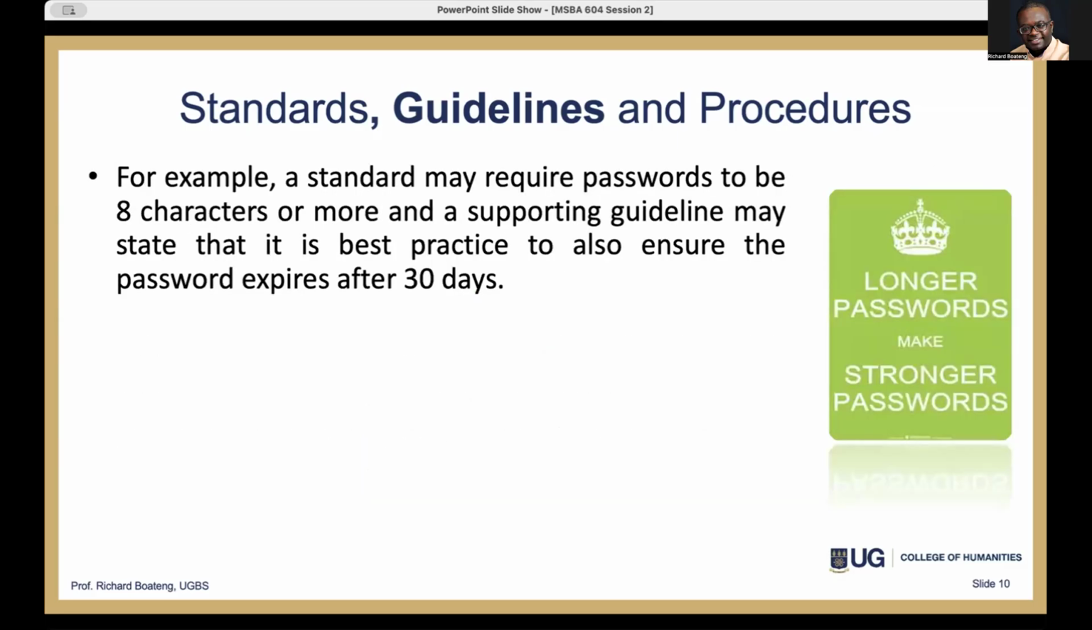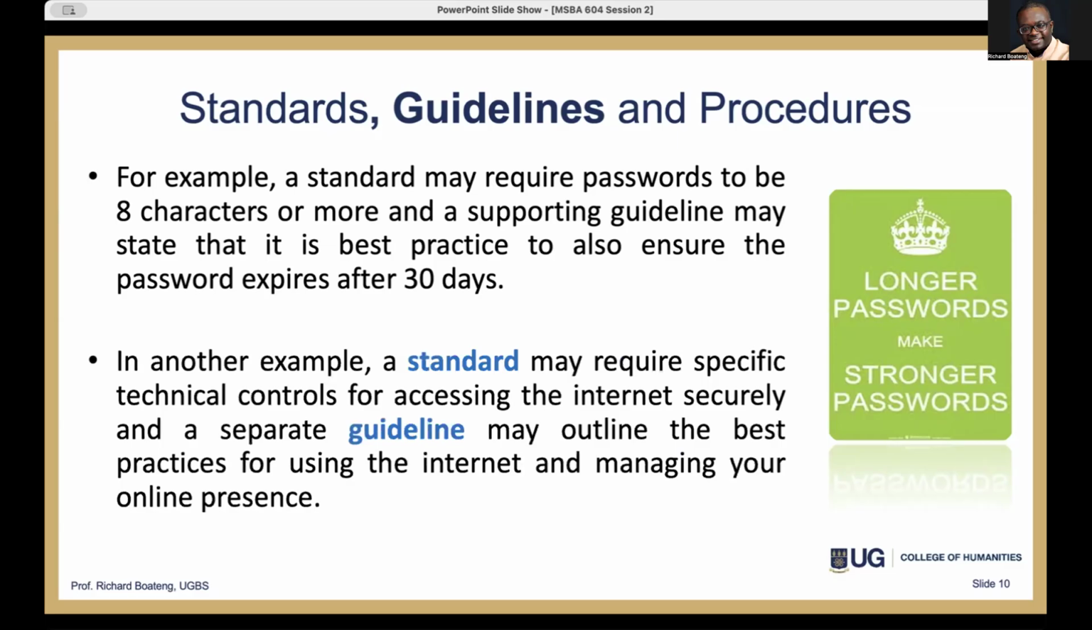Now, an example: a standard may require a password to be 8 characters or more, like we saw in Samsung. But a supporting guideline may state the best practice that you should change this password every 30 days. It means that if it is a guideline, they may not enforce it. They may prompt you, they may require you, but you can ignore the prompt and still use the same password. They may also advise that you use 8 characters, but if you have more than 8 characters, it makes your password stronger. So all these are best practices that they may be communicating to you as a user of their platform.